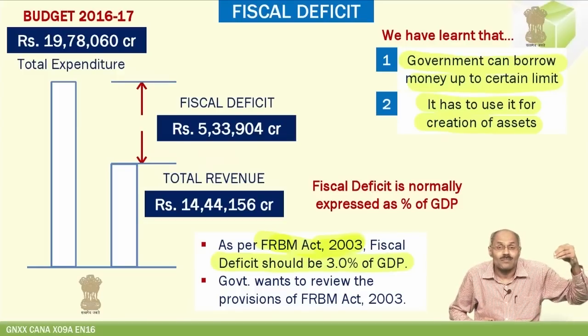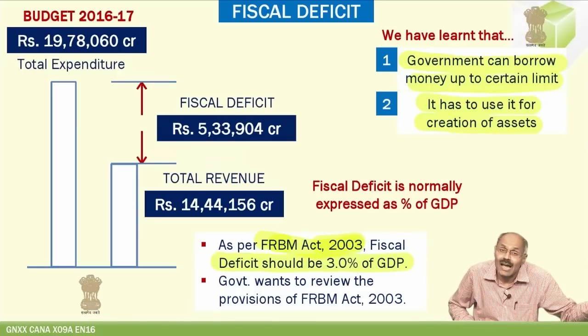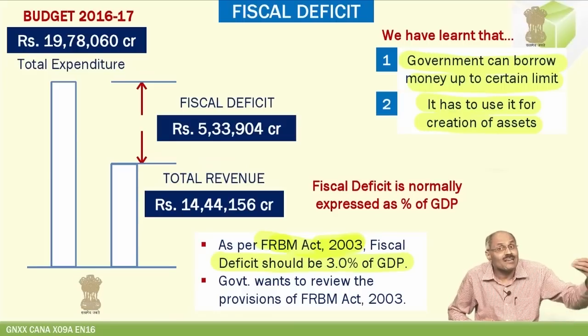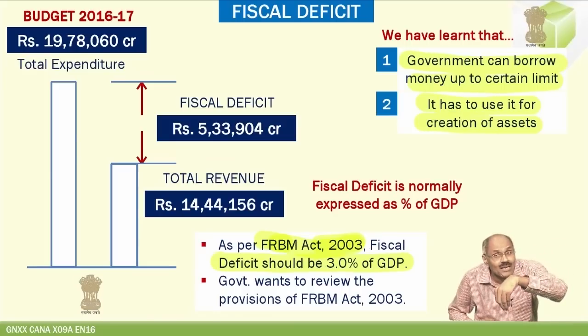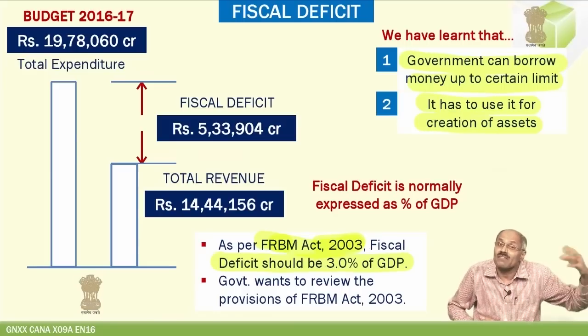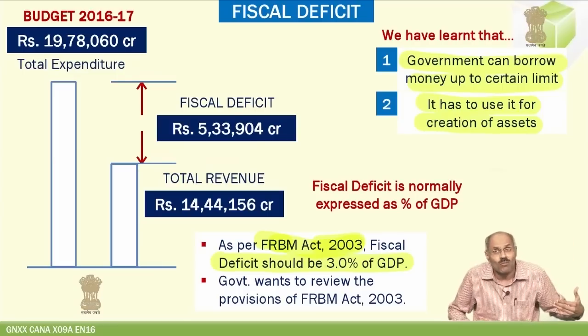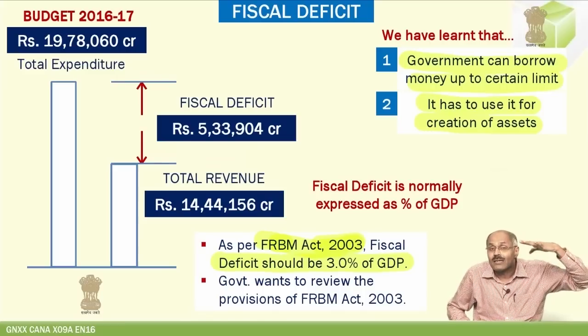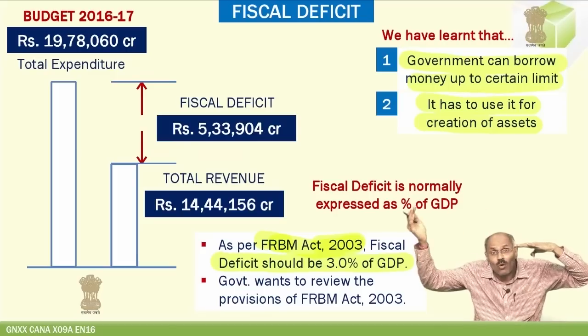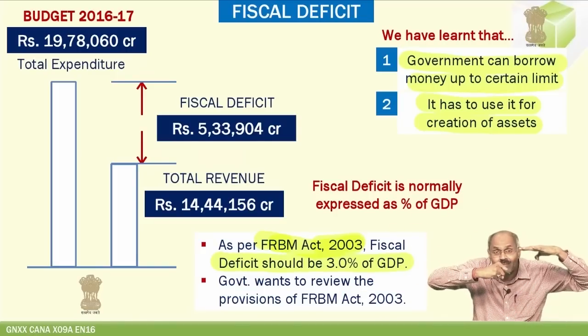So government initially committed a roadmap of ensuring 3% of GDP as the fiscal deficit, but now government wants to review the provisions of the FRBM Act 2003. That means government does not want to limit fiscal deficit, it wants to spend more by borrowing more money, right?